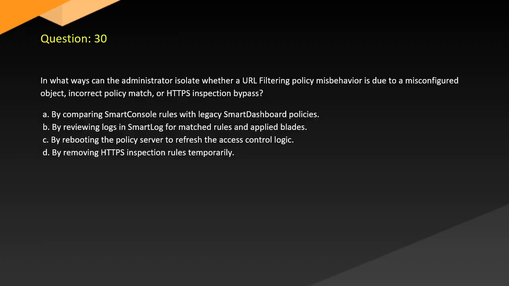Question 30. In what way can the administrator isolate whether URL filtering policy misbehavior is due to a misconfigured object, an incorrect policy match, or HTTPS inspection bypass? A. By comparing SmartConsole rules with legacy SmartDashboard policies. B. By reviewing logs in SmartLog for matched rules and applied blades. C. By rebooting the policy server to refresh the access control logic. D. By removing HTTPS inspection rules temporarily.